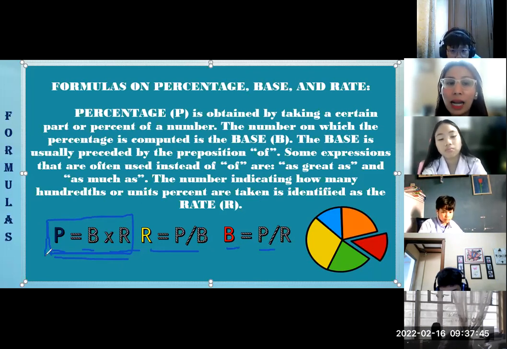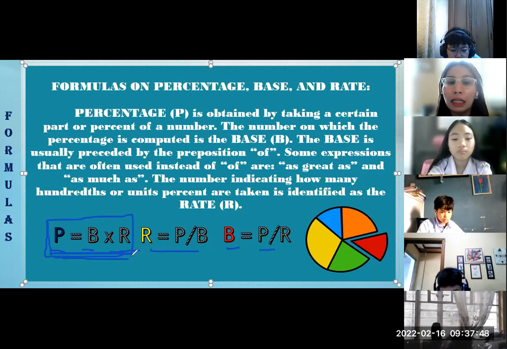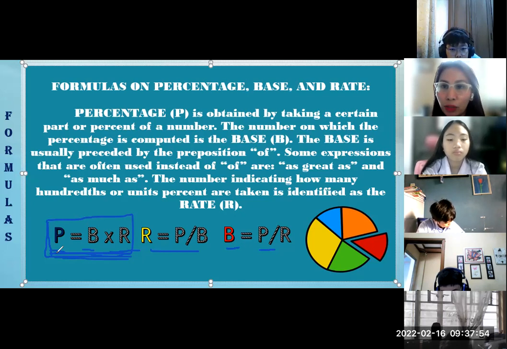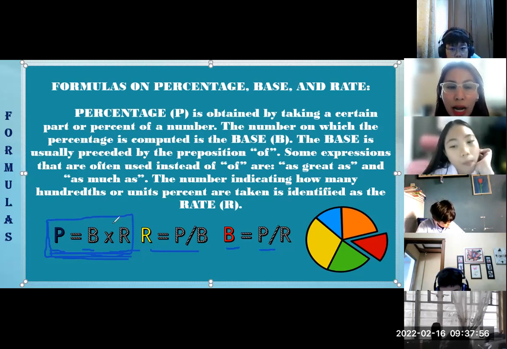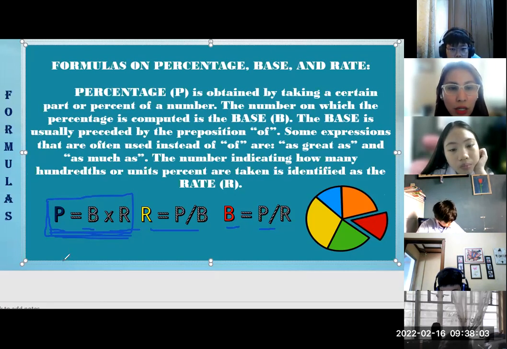Okay? So kahit isa lang, ito yung pinakamadali na equation or na formula. P is equals to BR. PBR. Okay? PBR. So kunyari, ito lang yung memorize nyo. And then, so ganito siya palagi.